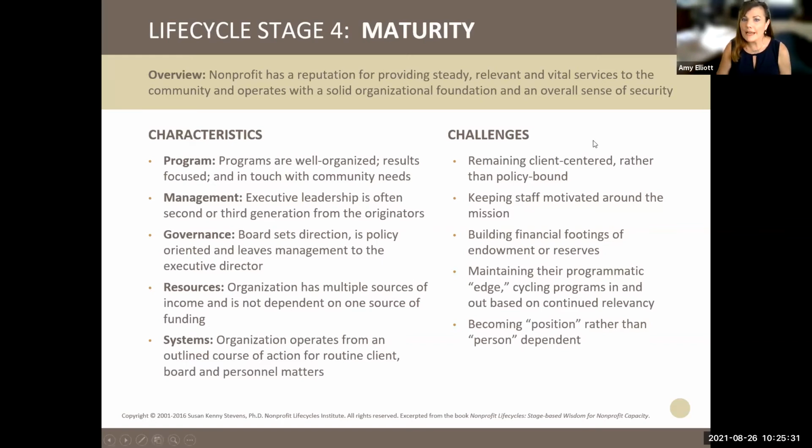So remaining client-centered, really still staying responsive and in touch with the community and the clients that you serve. Keeping staff motivated around the mission rather than just doing the job. Because now we know how to do it. We've got these set programs, we've got these table legs, and it can be really easy to get focused on how we do things rather than what we do it for and why we do it and if it's the right way to do it. Another challenge, though, is at this stage, you could start to build endowment or reserves.